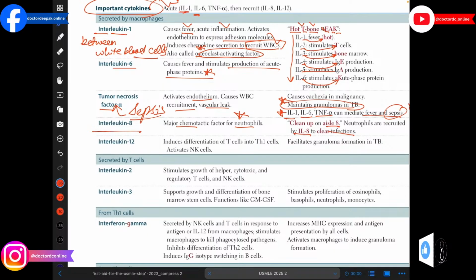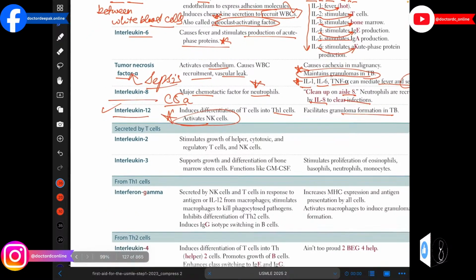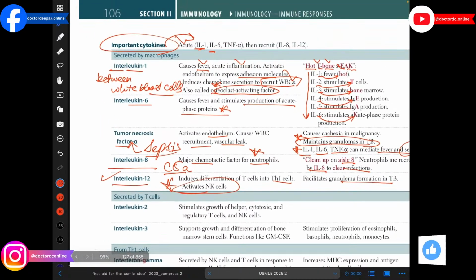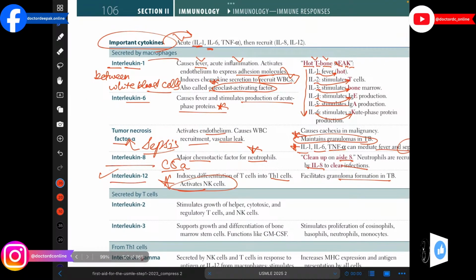You also know in the complement system, what is C5? Good. Interleukin 12 induces differentiation of T cells into T helper cell 1 and activates natural killer cells. The important interleukin 12 also facilitates granuloma formation in TB. And all of these are secreted by macrophages: interleukin 1, 6, tumor necrosis factor alpha, interleukin 8 and interleukin 12.